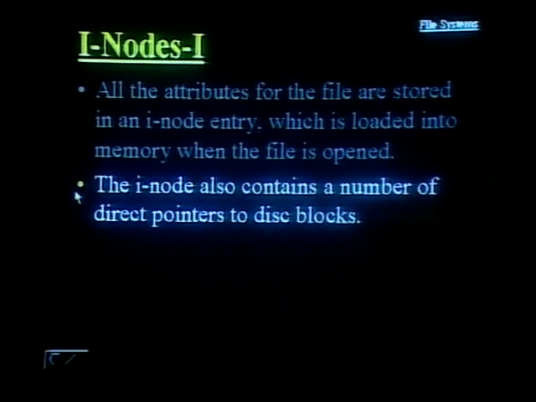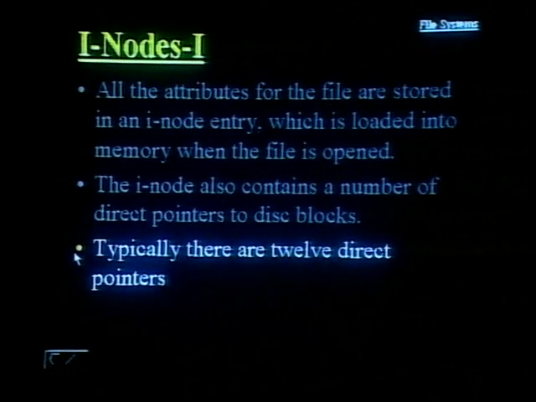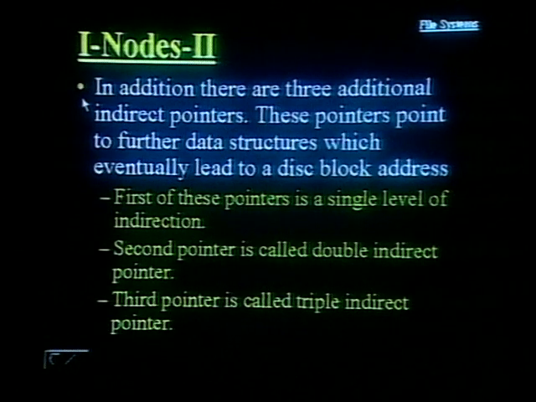The inode also contains a number of direct pointers to the disk blocks. Typically, there are 12 direct pointers to the disk blocks where the data is stored. In addition, there are 3 additional indirect pointers, and these pointers point to further data structures which eventually lead to disk block addresses. The first of these pointers is a single indirect pointer and provides a single level of indirection. The second pointer is called the double indirect pointer and provides a 2-level indirection. And the third pointer is called the triple indirect pointer.